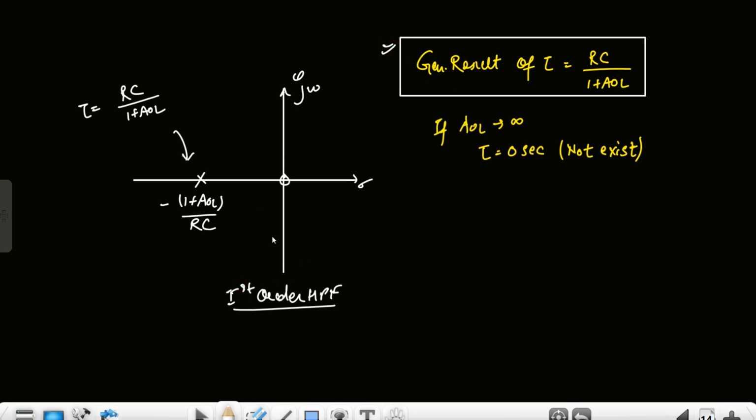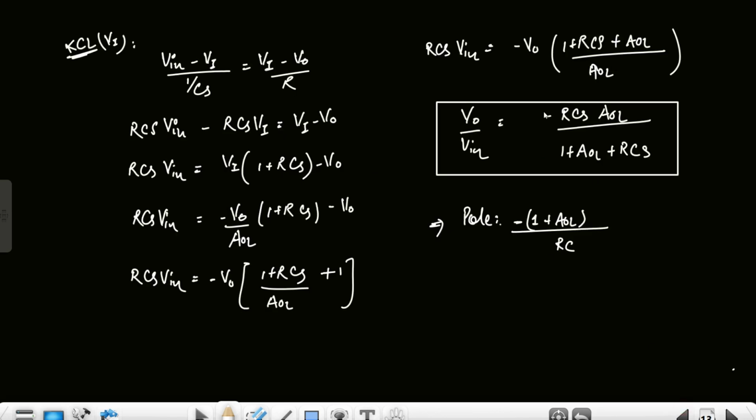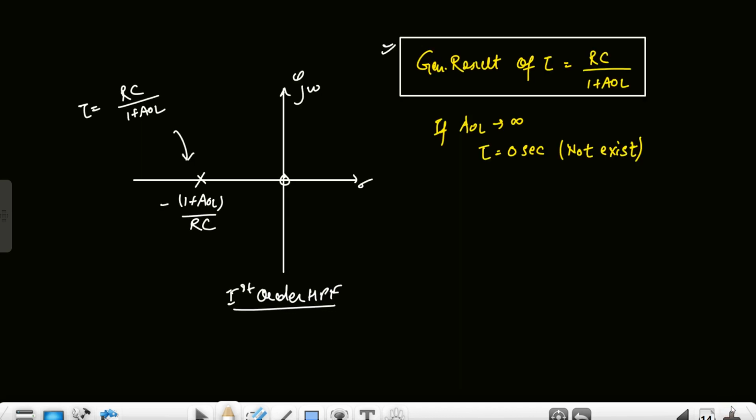So this is the first order high pass filter. We can see from here also that at zero frequency the magnitude will be zero, so the low frequency is not passing. At infinite frequency the order of numerator and denominator are the same, so the coefficients will be divided, and simply it will be AOL. So high frequency is passing, so it is a high pass filter.